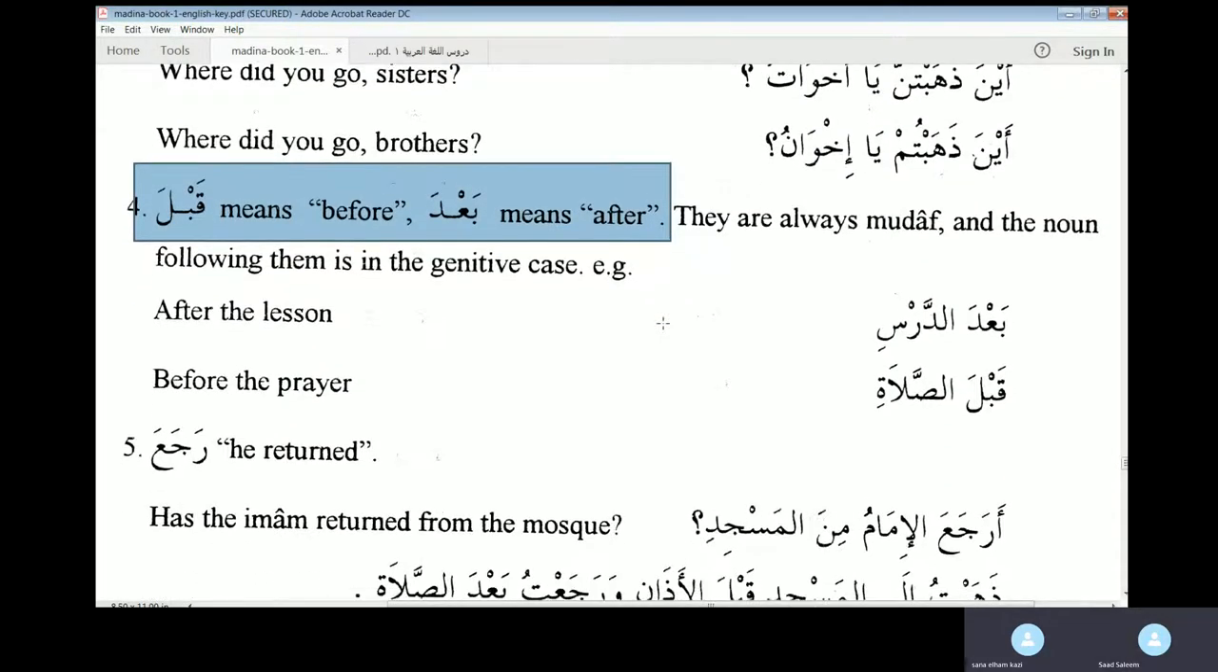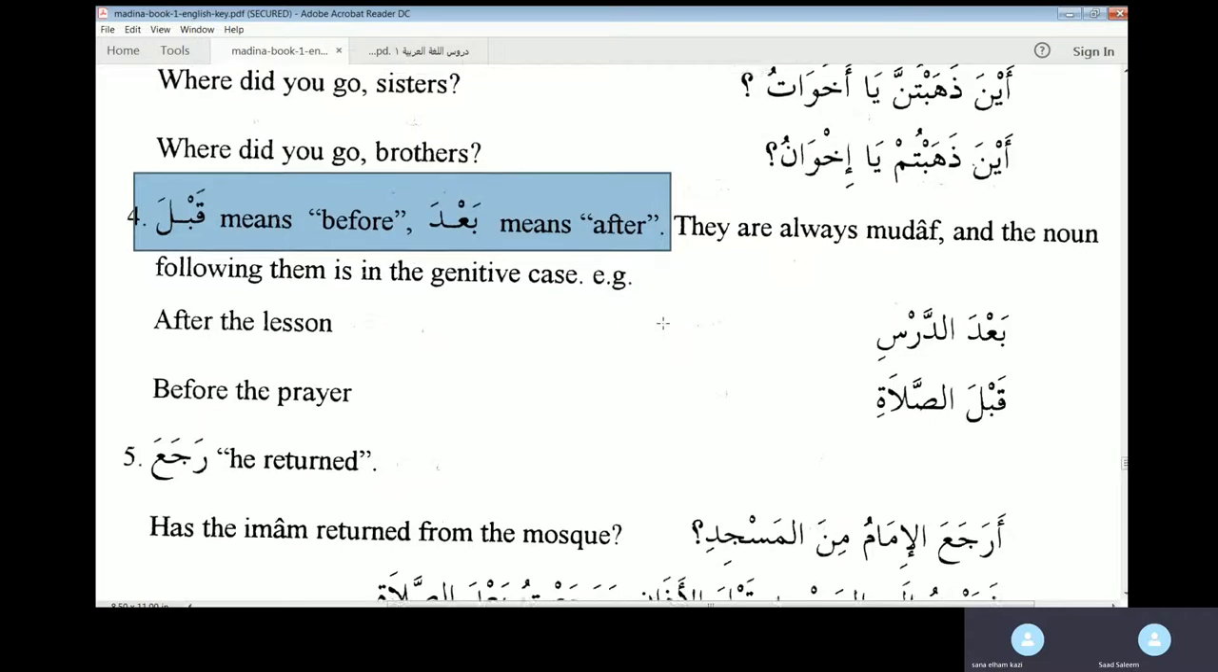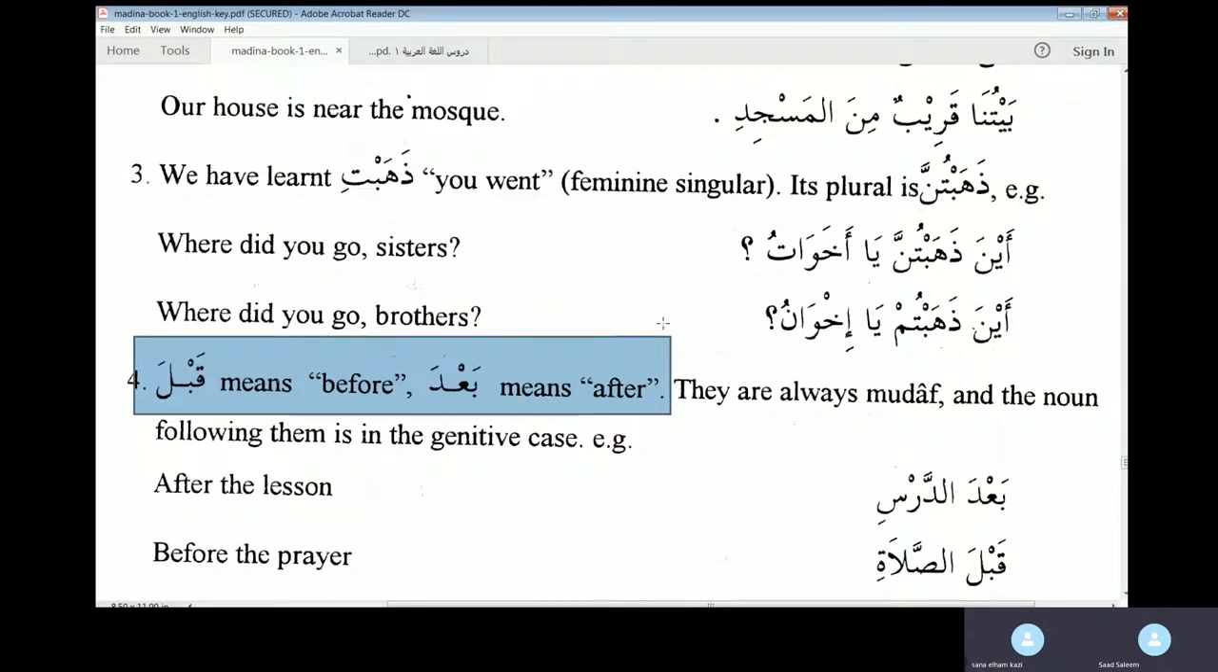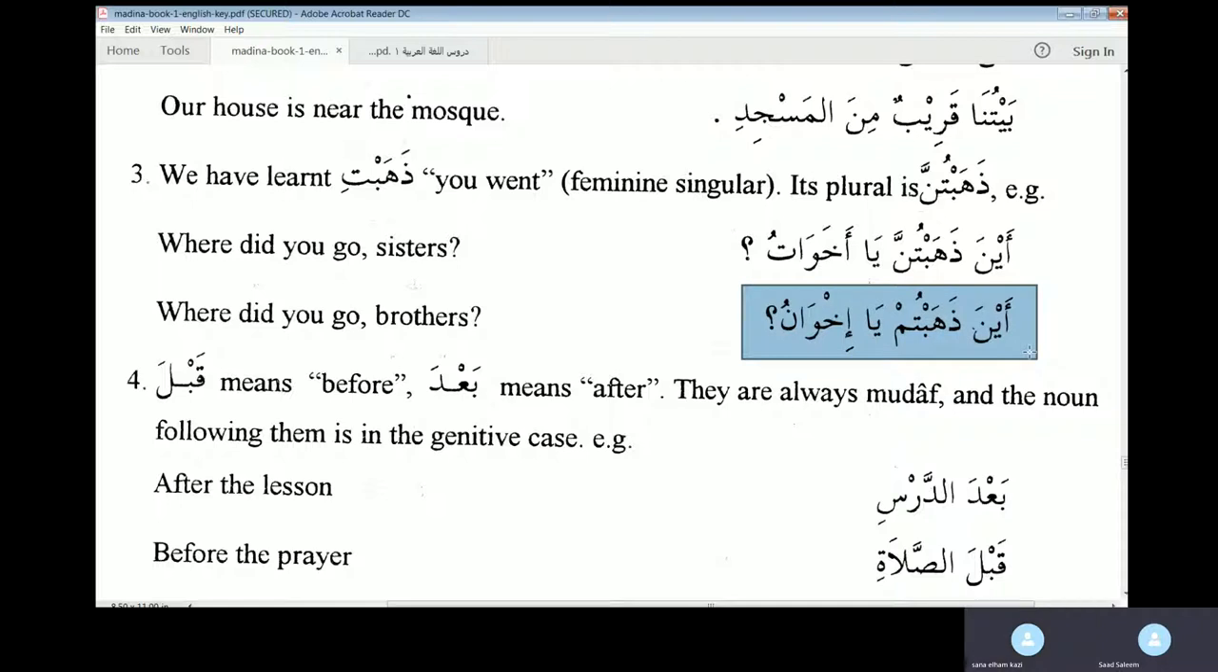So before that, sorry, the previous point, can you also say aina zahabtum ya ikhwatun? Yes, aina zahabtum ya ikhwatun, correct. Ikhwatun is the plural of brothers.